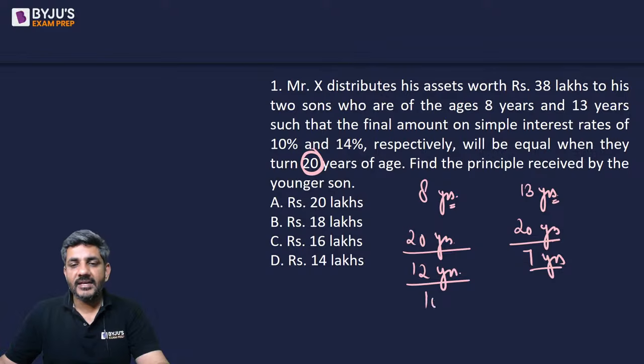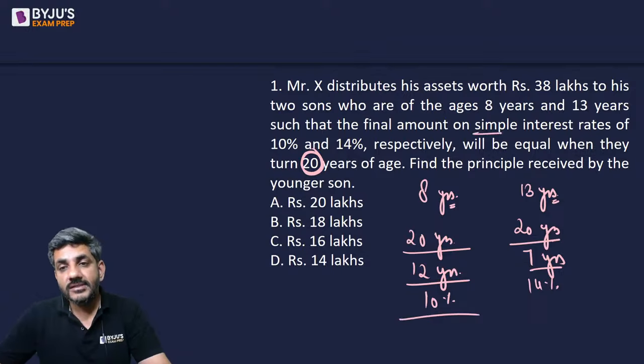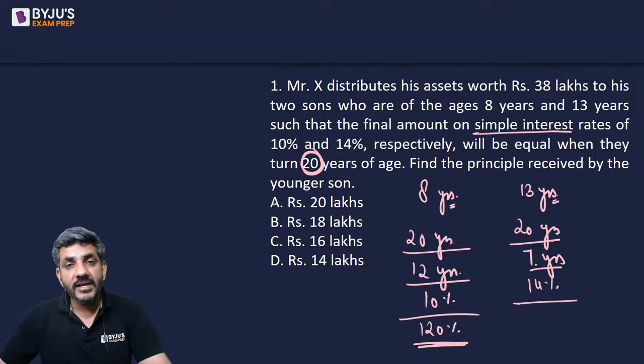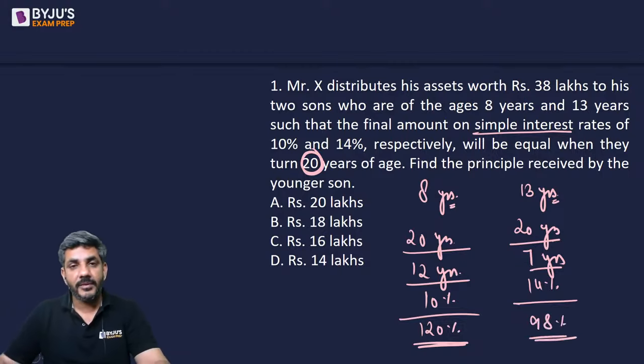Moreover, this guy is getting 10% of an interest, this guy is getting 14% of an interest. So I can straight away say, because it is a case of simple interest, in 12 years you are getting 10% interest. That means a total of 120% of the principal you would be getting. Here in 7 years you are getting 14% of interest each year. That means a total of 98% interest you would be getting.